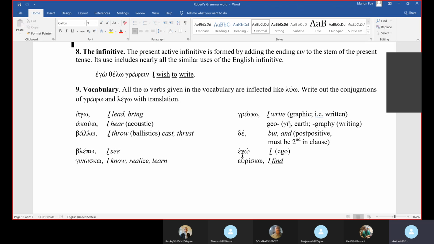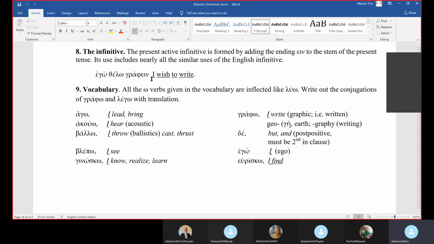All right. The infinitive, the present active infinitive, is formed by adding the ein ending, that's your ein ending right here, to the stem of the present tense. Its use includes nearly all the similar use of the English infinitive. But the Greek infinitive is very powerful. Ego thelo graphein. This is read in Greek as ego thelo graphein. And graphein is an infinitive. And this is I wish to write.